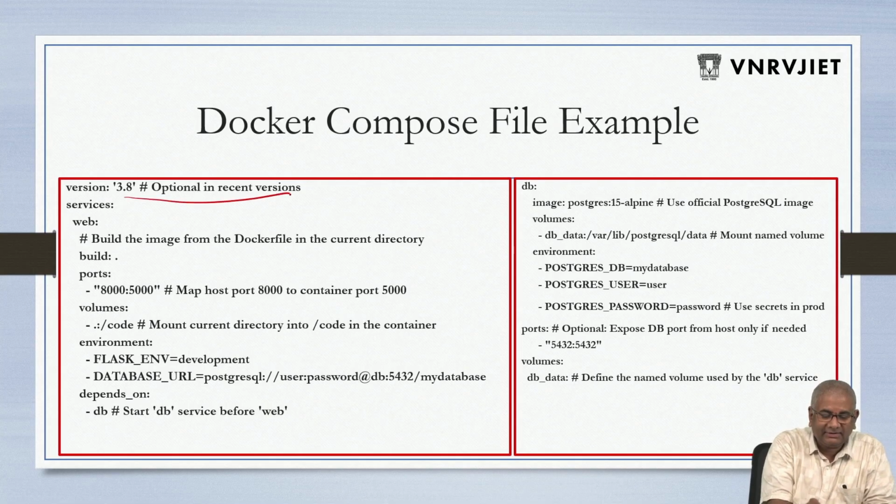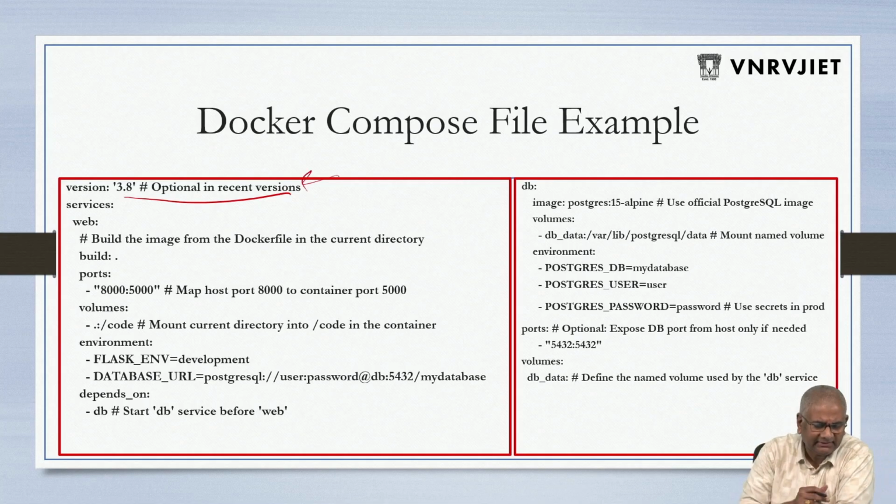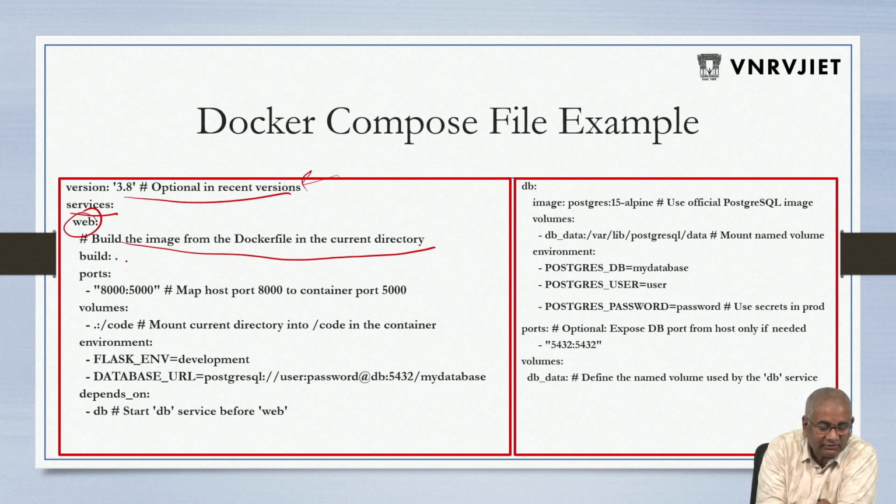Version 3.8 is optional in the recent versions. I haven't seen this tag much anywhere, but it is optional in recent versions. Then web. Services is a keyword, but web is not a keyword. This is something I just named. It builds the image from the Dockerfile in the current directory. So build: dot means whatever is there in the current directory, you take that.